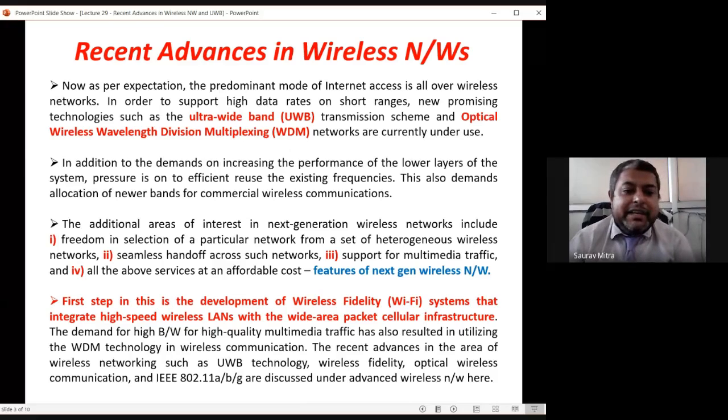This is a full form that integrates high-speed wireless LAN with the wide area packet cellular infrastructure. So both these things are very important. That is, one is high-speed LAN and the second one is wide area packet cellular infrastructure. Both these things should go together. Demand for high bandwidth or high quality multimedia traffic has also resulted in utilizing the WDM technology in wireless communication. The recent advances in the area of wireless networking, such as ultra wideband, wireless fidelity, optical wireless communication, and IEEE 802.11 ABG, are discussed under advanced wireless network here.